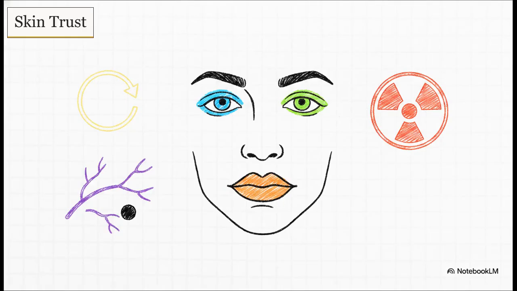Mohs is actually most compelling when you're dealing with high-stakes anatomy, just like patient B's recurrent tumor on the nose, where tissue preservation directly changes function. It's also vital for recurrent tumors, those in previously irradiated skin, tumors with aggressive or poorly defined growth, or when there's perineural involvement, which is where the cancer tracks along nerves, making extension really hard to predict. Finally, it's totally essential when you need absolute confirmation of clearance before beginning a major facial reconstruction.